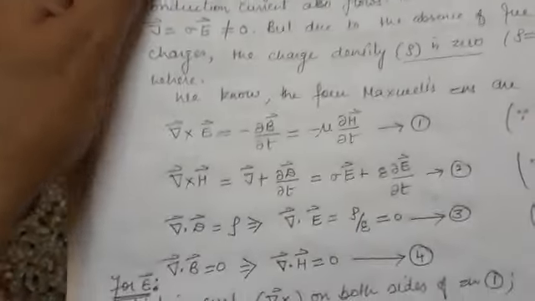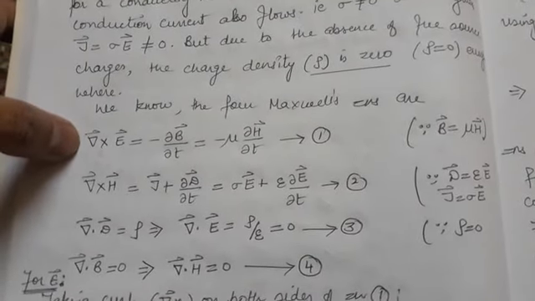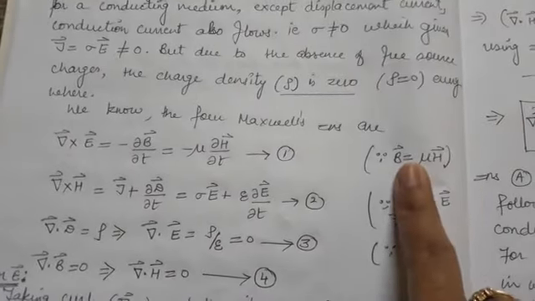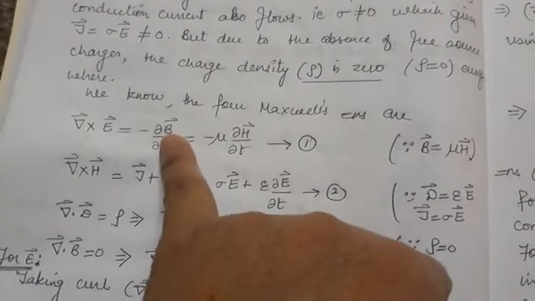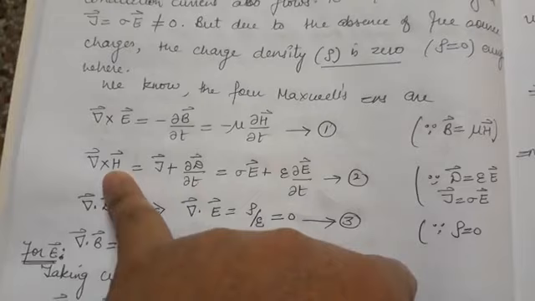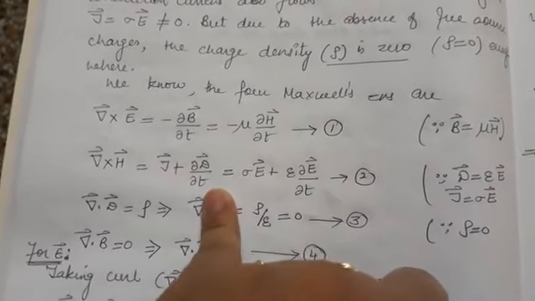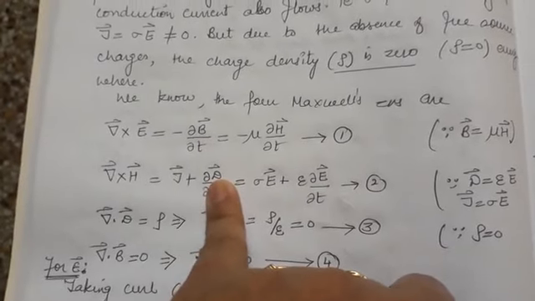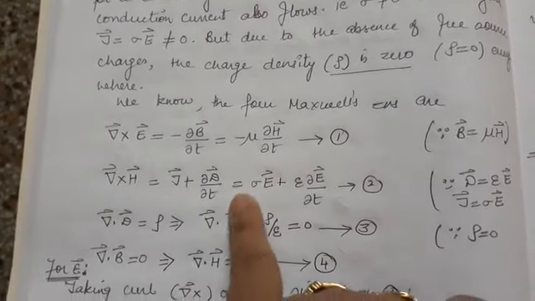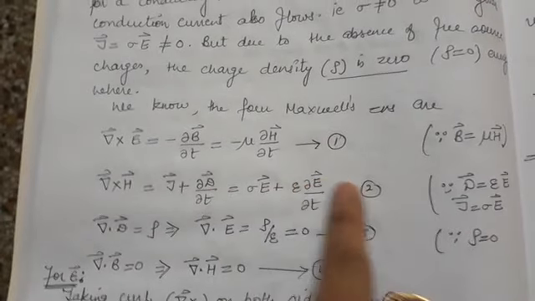Now see over here students, I have taken the four equations of Maxwell again. The first equation is del cross E equal to minus curly B upon curly T. You know very well that B is equal to mu H, so using this you will get minus mu curly H upon curly T as equation number 1. Similarly, del cross H is equal to J vector plus curly D upon curly T. D here is the displacement vector and curly D upon curly T is known as the displacement current. Now using the values of J as sigma into E and D as epsilon into E, I will get equation number 2.